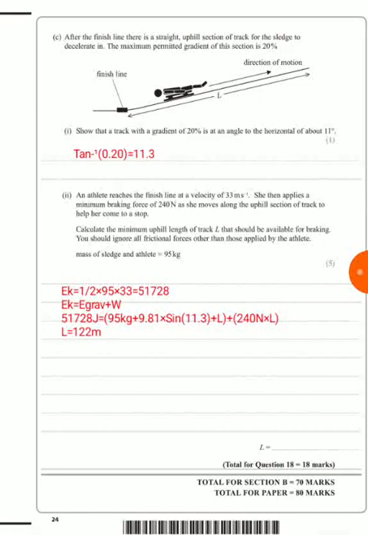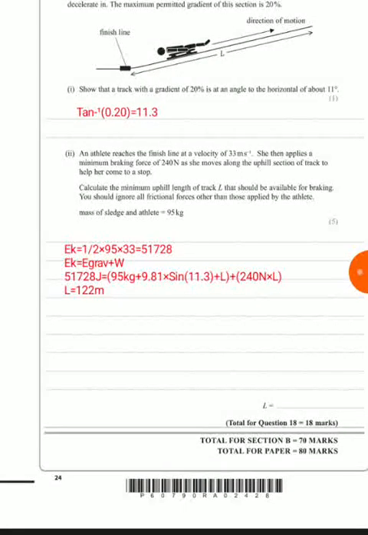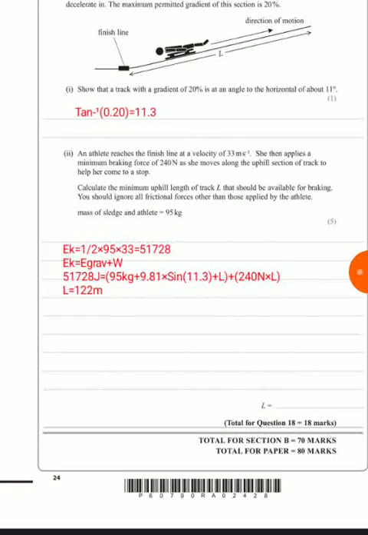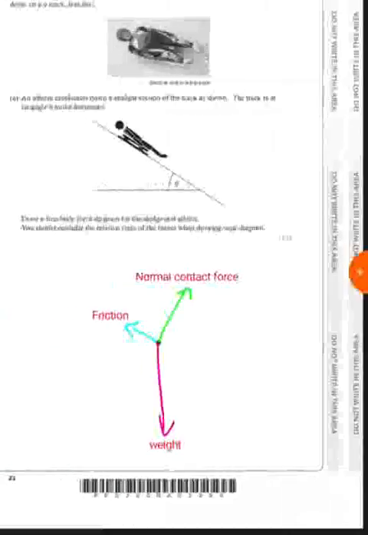Because kinetic energy equals that, we must take all the forces, because all the forces help the athlete to move. They have told us to ignore all frictional forces, but they have told us to consider the forces applied by the athlete. So we found the kinetic energy, and that's the total. 51,728 joules equals 95 times 9.81 times sine 11.3, times the length we don't know, plus 240 newtons times length. Here we have taken the horizontal and vertical components like mentioned here.